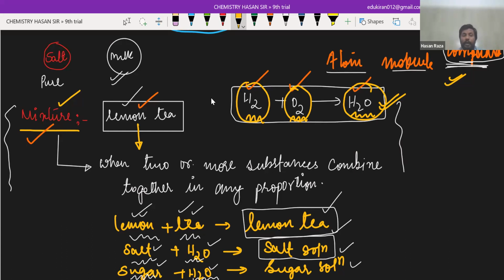For a mixture you can mix in any proportion, and the product after mixing will have the same properties as the substances you mixed, the same property as lemon or tea, salt or water, and sugar and water. Please do write it.